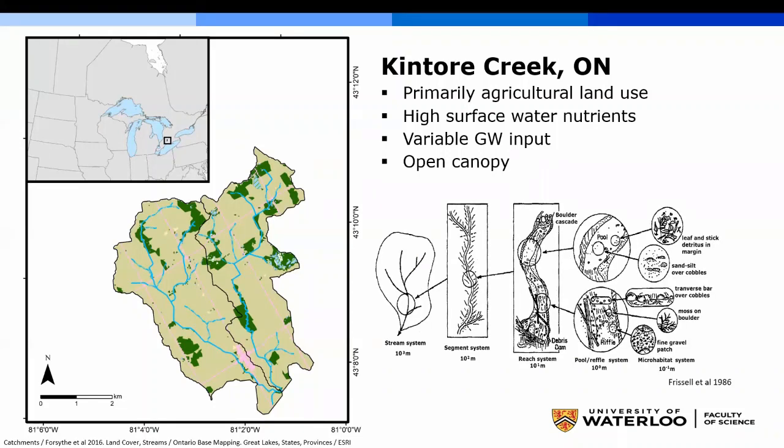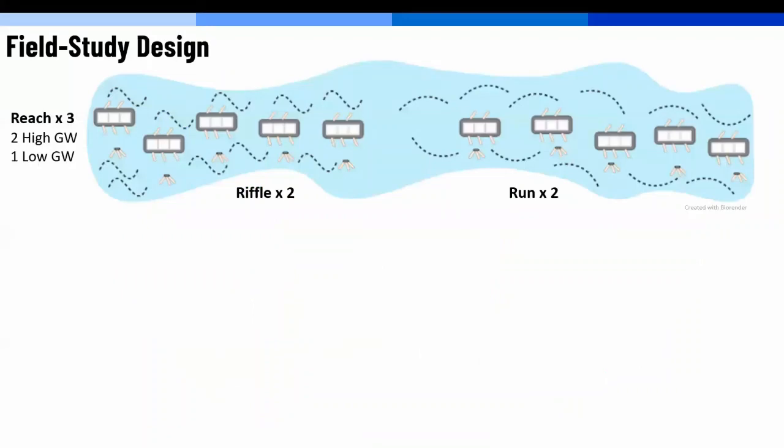So my work has included studies across seasons at the stream segment scale and at the microhabitat scale, but today I'll be talking about my work at the reach scale. For my field study, we selected 3 reaches in Kintore Creek, 2 with high groundwater input and 1 with low groundwater input.